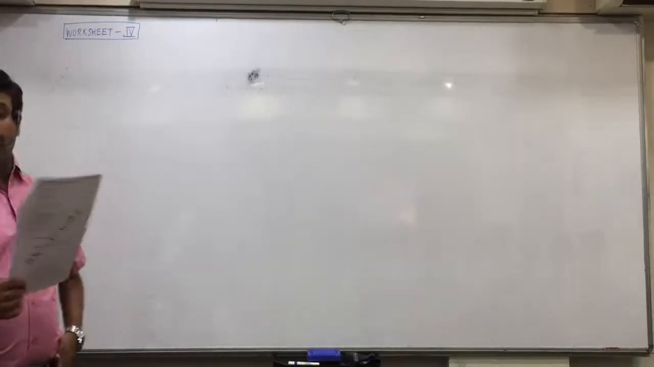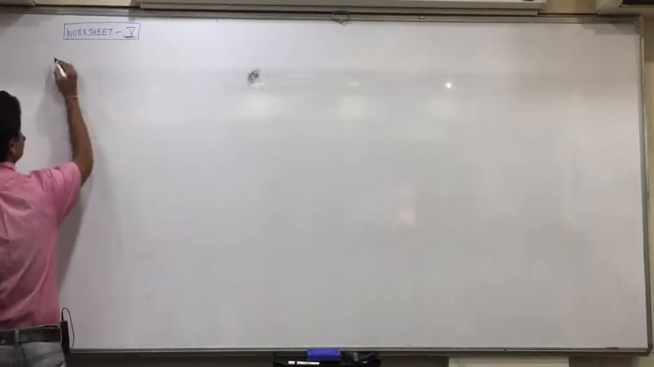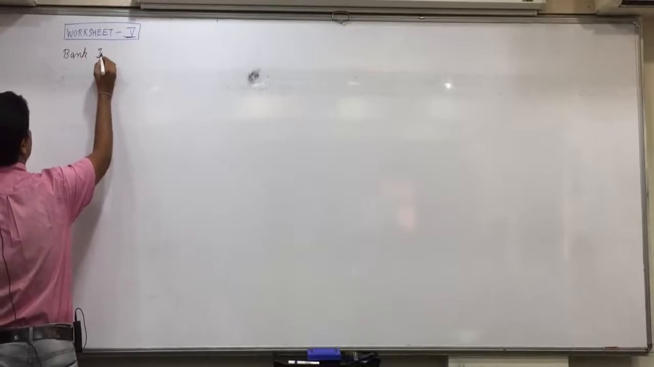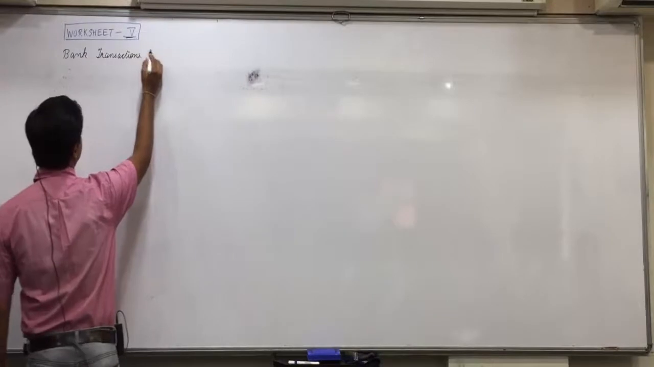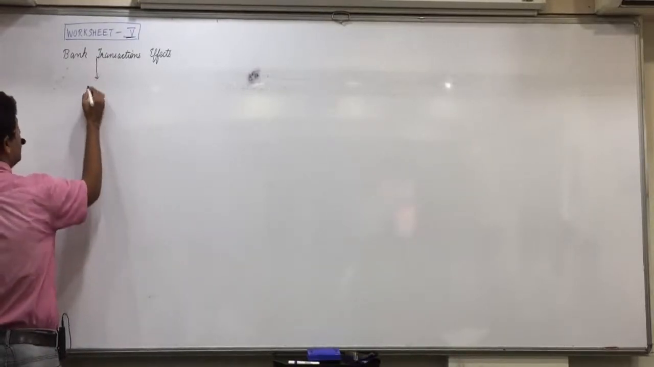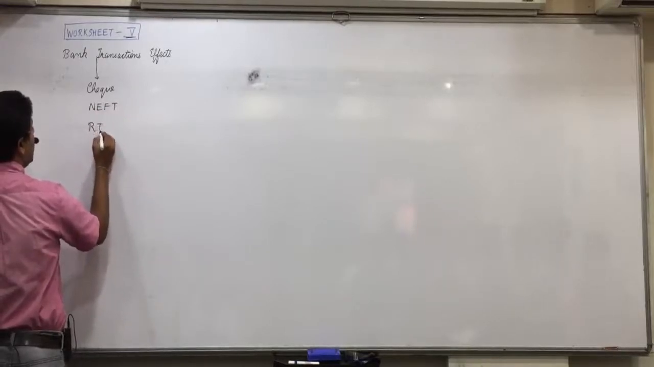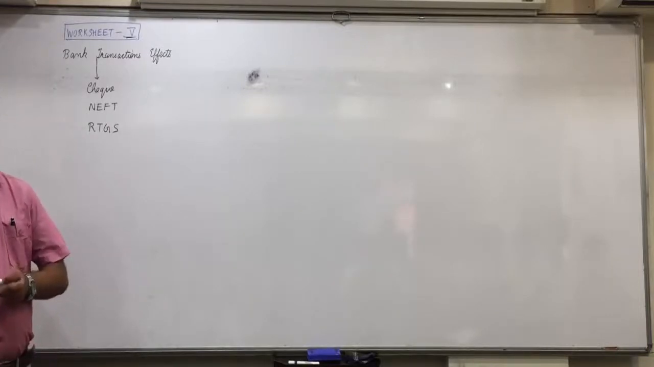Now worksheet 5, including bank transactions. In your notebook, first write down worksheet 5, bank transactions effects. Listen carefully and understand all the points, everyone. The transactions of bank can take place through, in your examples, 3 different mediums. One is check, understand it first. Second is NEFT and RTGS. You'll have this in the coming chapters and I want to explain to you right now itself.